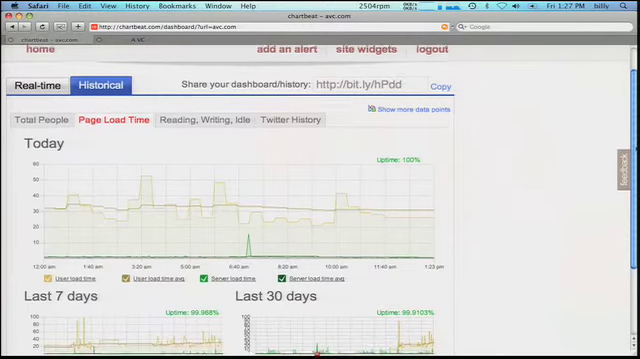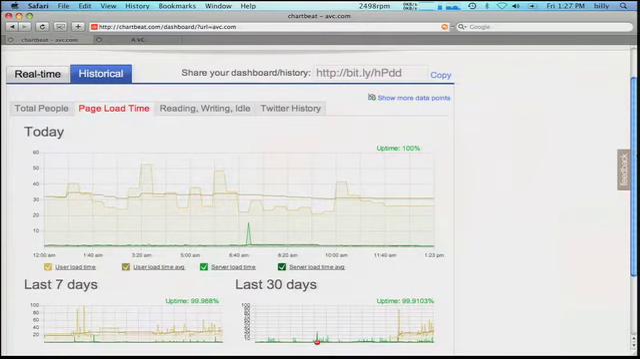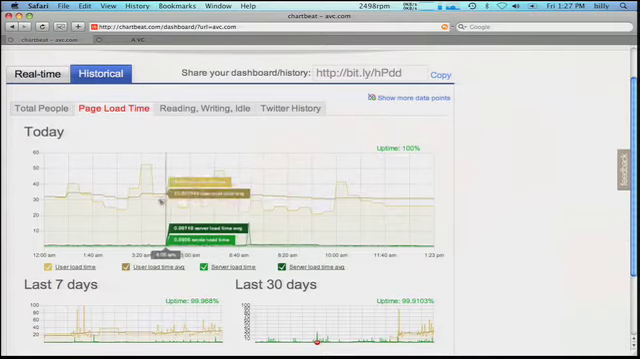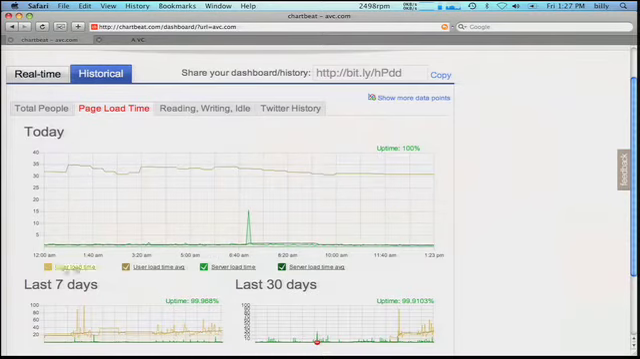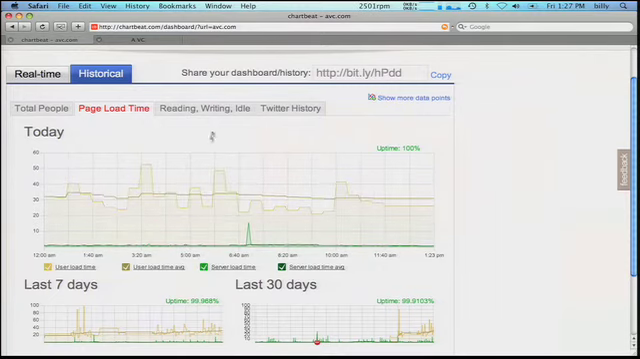And anybody who's been to Fred's site knows that he loves his bling. He's got all kinds of widgets and gadgets all over it. So you can see it actually does take quite a bit of time for certain pages to load on Fred's site. And again, this stuff can all be customized. You can take a look at what it is you want to see versus what you don't. And Chartbeat makes it very easy to do that.